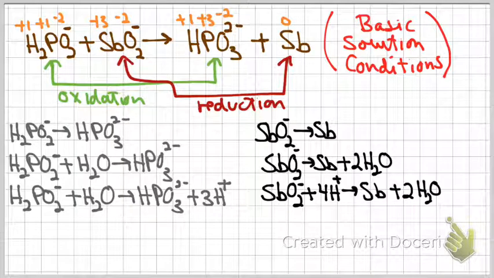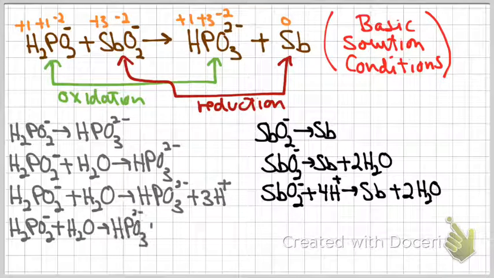Our next step, of course, is to take care of things charge-wise, electronically, and so I go to my oxidation half reaction, and I can see that on the left-hand side, I've got a total of a -1 charge, and on the right side, I can see that I actually have a +1, so I've got to bring that down 2. That's why I added in 2 electrons. So that's now electronically balanced.